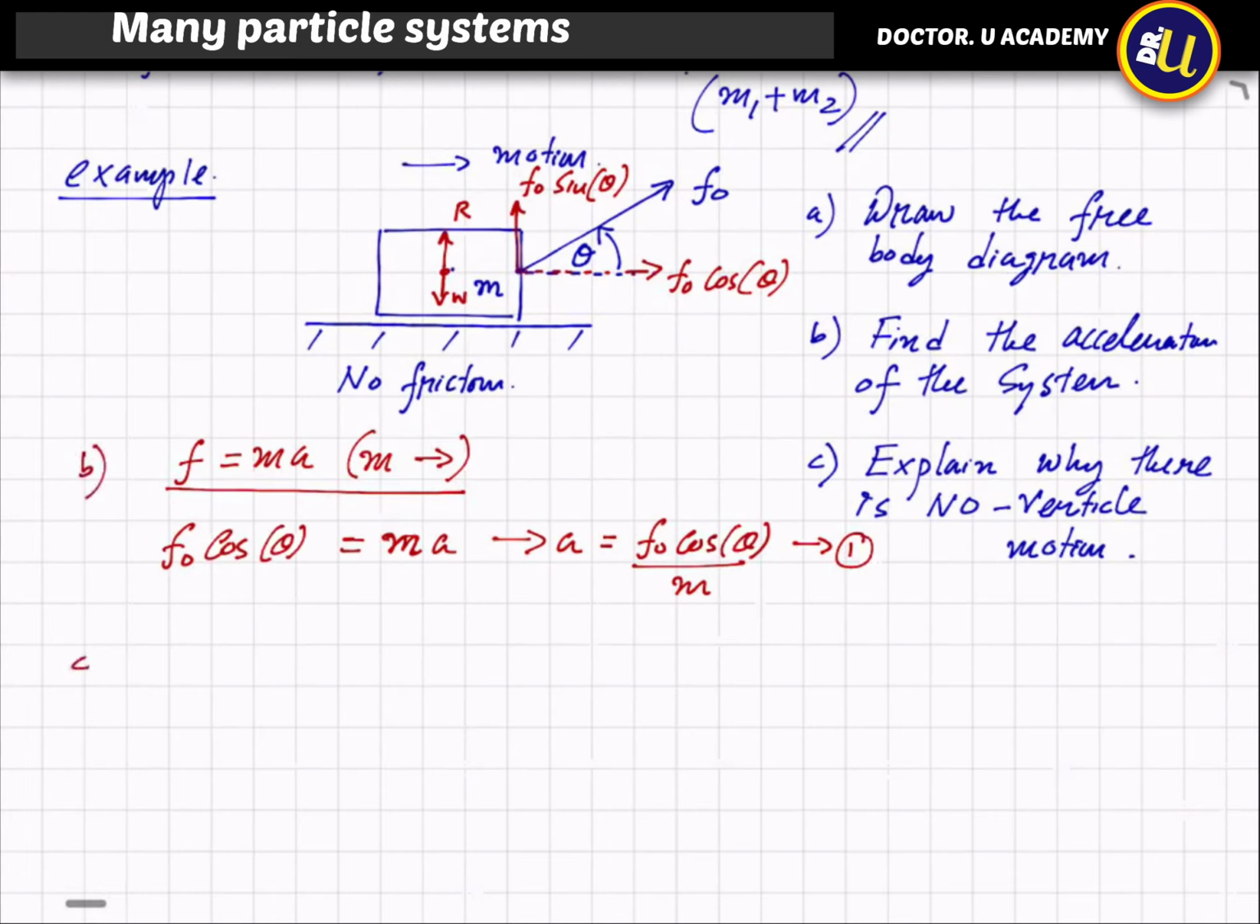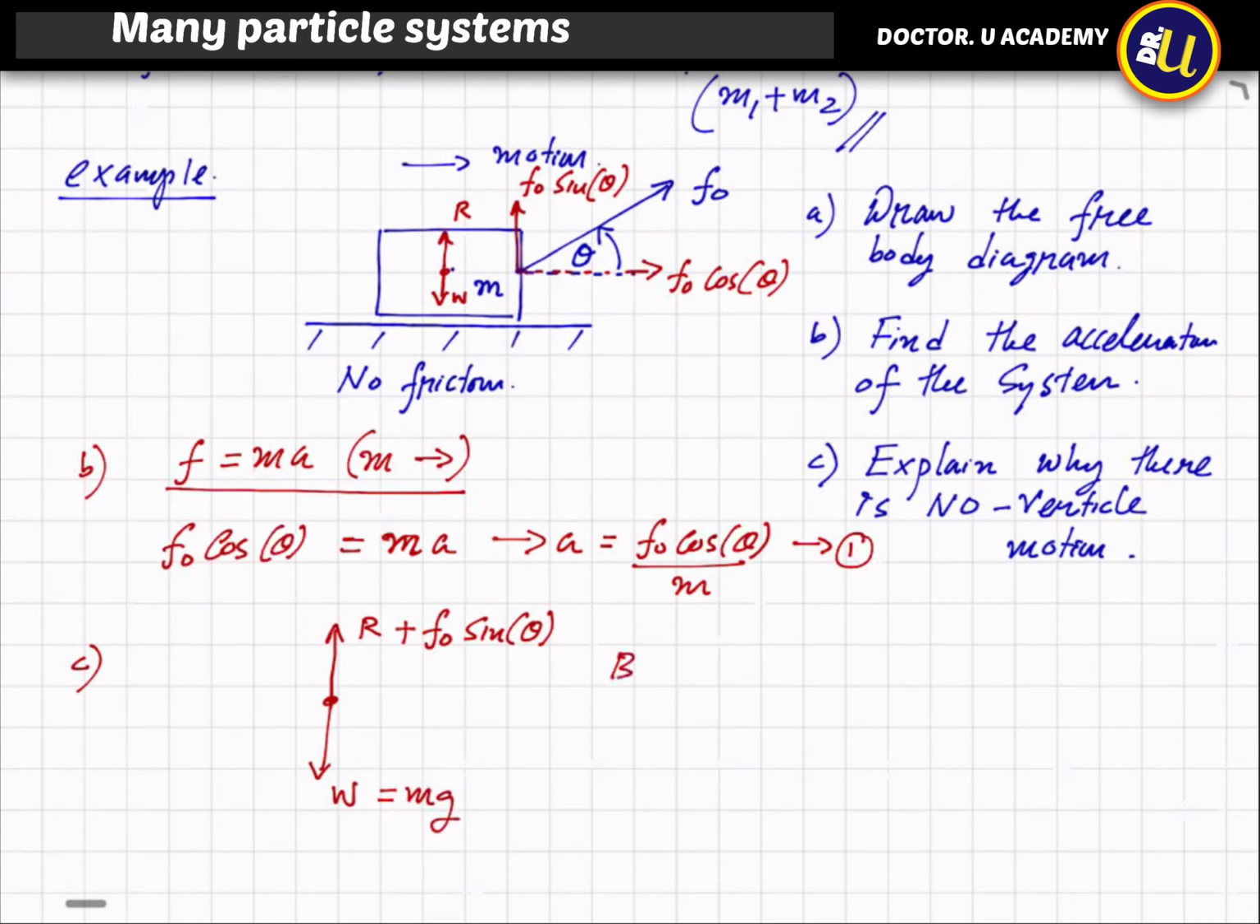You have to explain why there is no vertical motion. So now if you consider the vertical forces, vertically you have R, also you have F0 sine theta, down you have weight which is mg. So why is there no vertical motion?